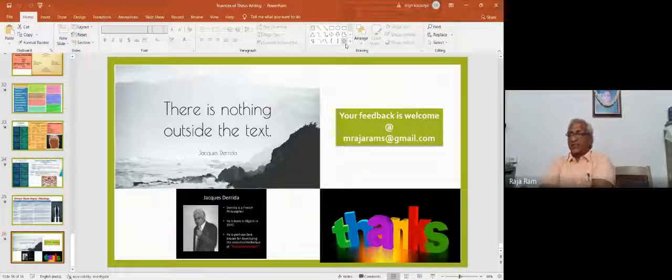If you are doing a research in literature, there is nothing outside the text. We have to use different lenses to have different perspectives of what we see around that is happening, that has been depicted, that has been portrayed by the author in a particular text.